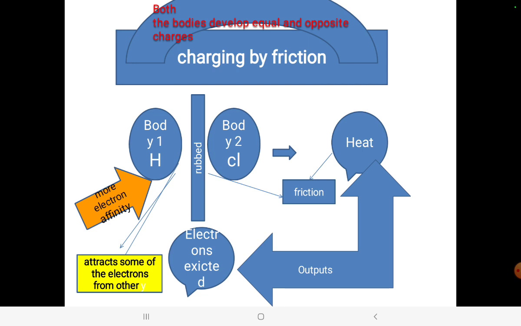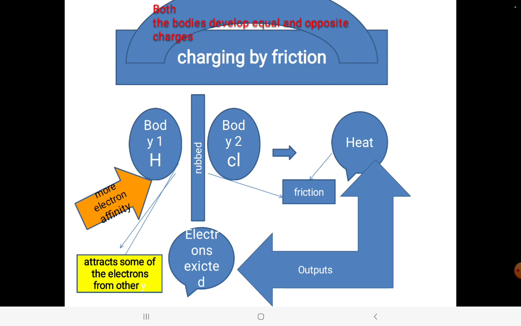And similarly, almost all, either boys or girls, can experience that if a pen or pencil is rubbed on the hair in a fast manner and brought near a piece of paper, then the paper will be attracted to that particular pen or pencil.